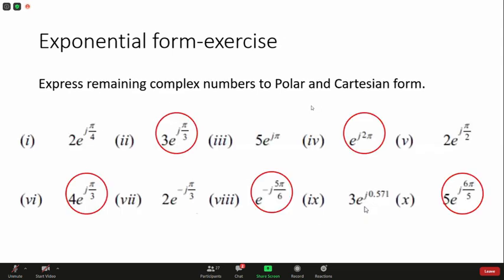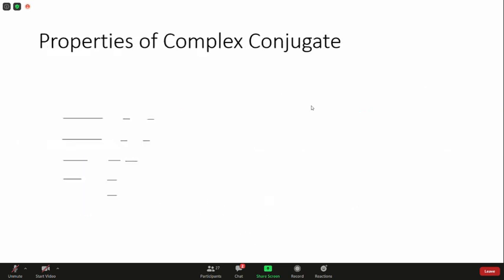Now in these exercises, I have done 1, 5, all the odd positions. Now we have to do the even positions later, right? Same.